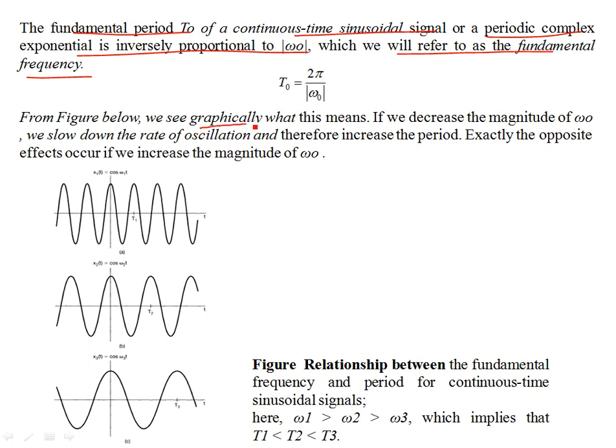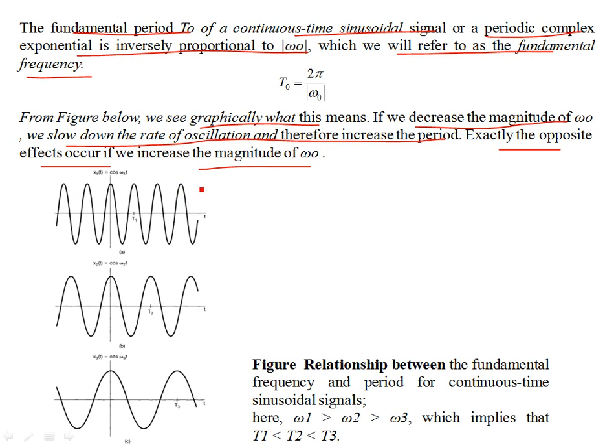So from the figure below, we see graphically what this means. If we decrease the magnitude of omega naught, then we are reducing the rate of oscillations, right? That is, we slow down the rate of oscillations and therefore increase the period. Exactly the opposite effect occurs if we increase the magnitude of omega naught.